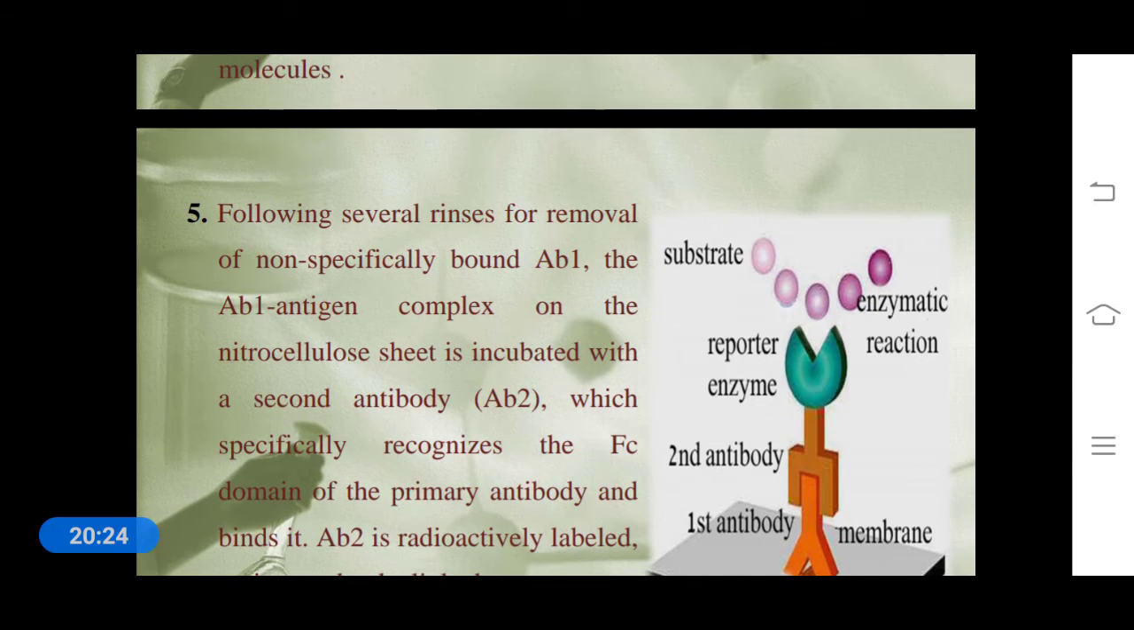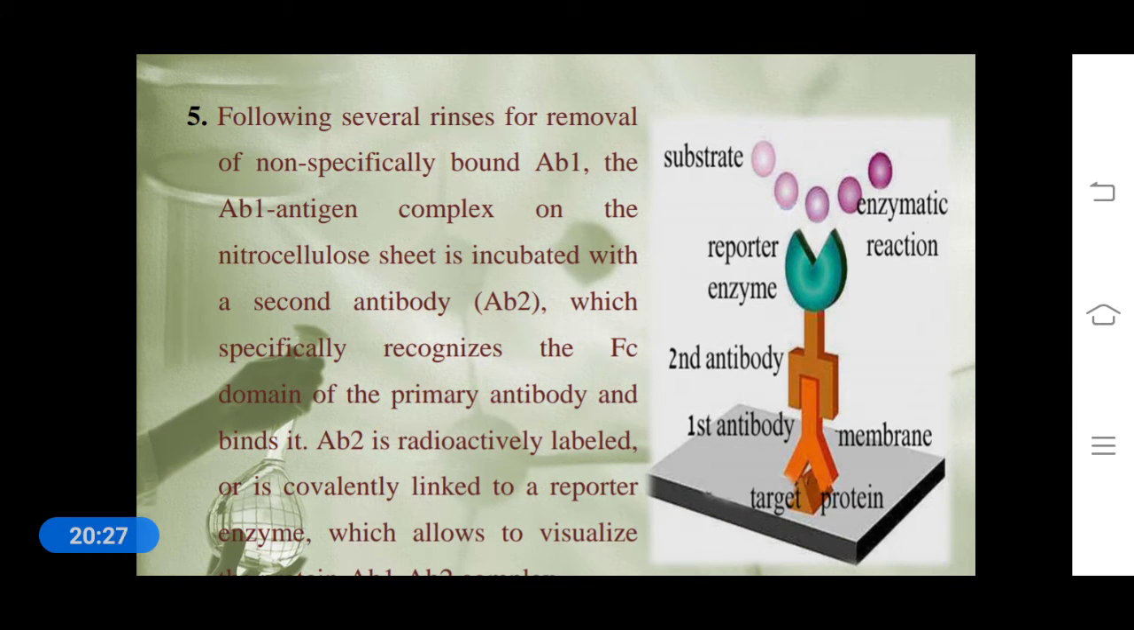Next, following several rinses for removal of non-specifically bound primary antibody. If you see the diagram, we have the target protein and primary antibody. So we just discussed up to the primary antibody. The excessive and non-specific binding of this primary antibody will be removed with several washes.